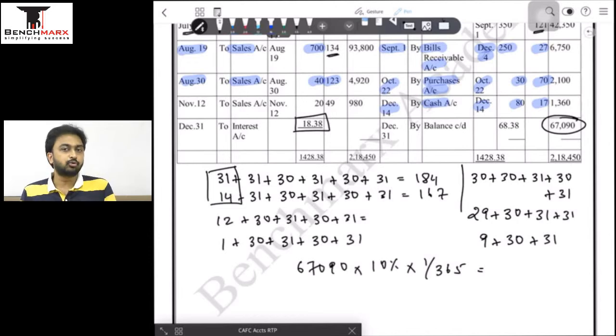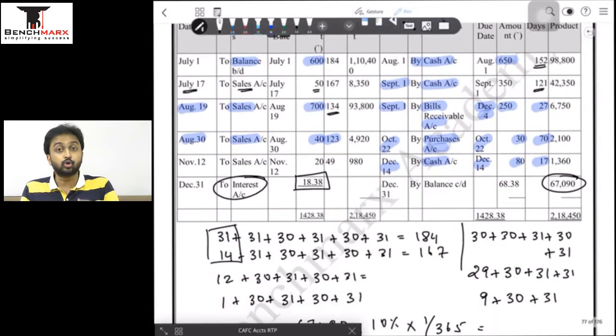That is why we post interest on the opposite side in the amount column, and this is interest income because the entry is debtor account debit to interest. So to interest means our income.